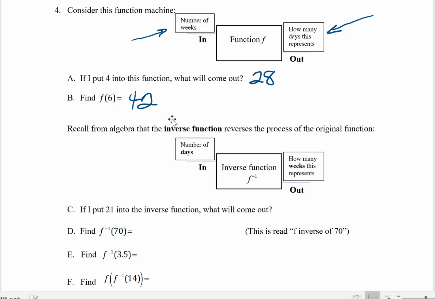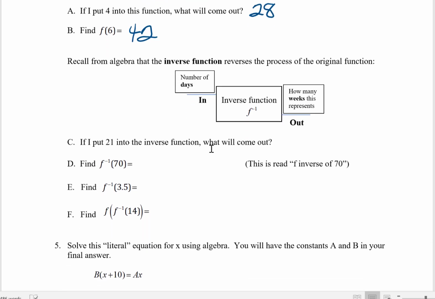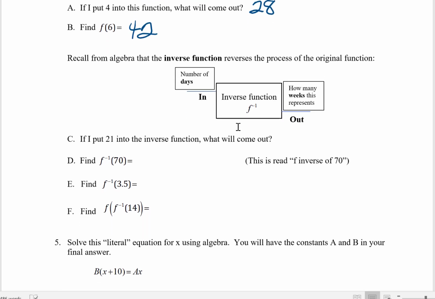Now we have the inverse function. The inverse function reverses the process of the original function. So now the days go in and the weeks come out. So if I put 21 into the inverse function, that would mean 21 days. The function is going to tell me how many weeks that represents. 21 days would be 3 weeks.